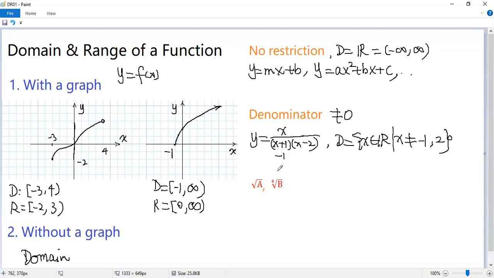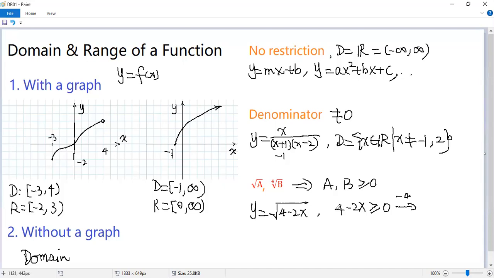If a function contains a square root, the square root of a, or the fourth root of b, in this case, we know a and b must be non-negative. So let's see an example. y equals the square root of 4 minus 2x. We know 4 minus 2x must be greater than or equal to 0. To solve for x, subtract 4 from both sides. So we get negative 2x greater than or equal to negative 4.